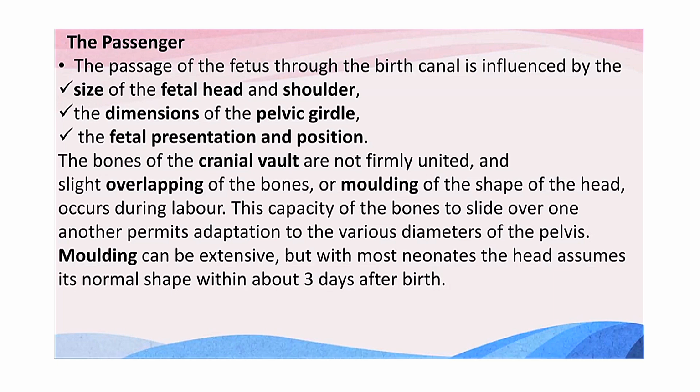The bones of the cranial vault are not firmly united, and slight overlapping of the bones or molding of the shape of the head occurs during labor. This capacity of the bones to slide over one another permits adaptation to the various diameters of the pelvis. Molding can be extensive, but with most neonates the head assumes its normal shape within about 3 days after birth.